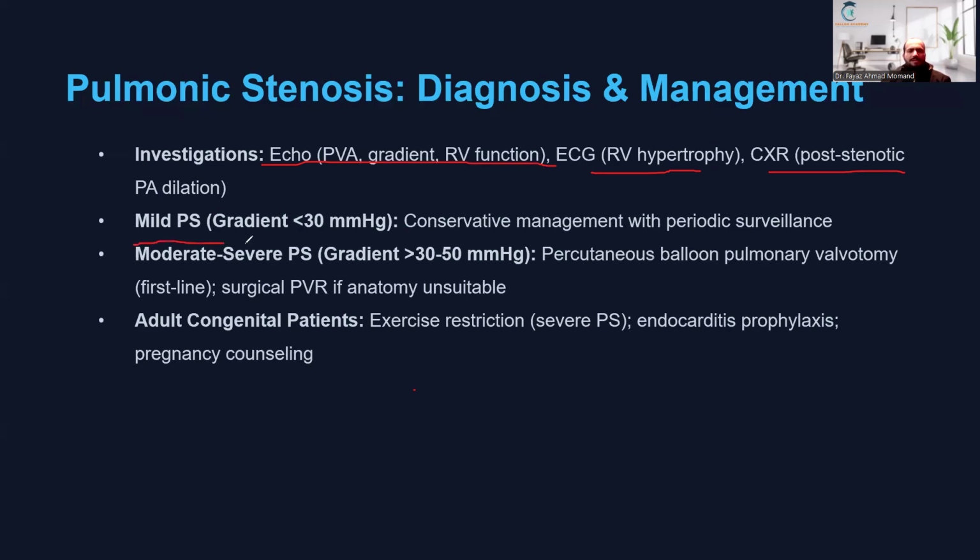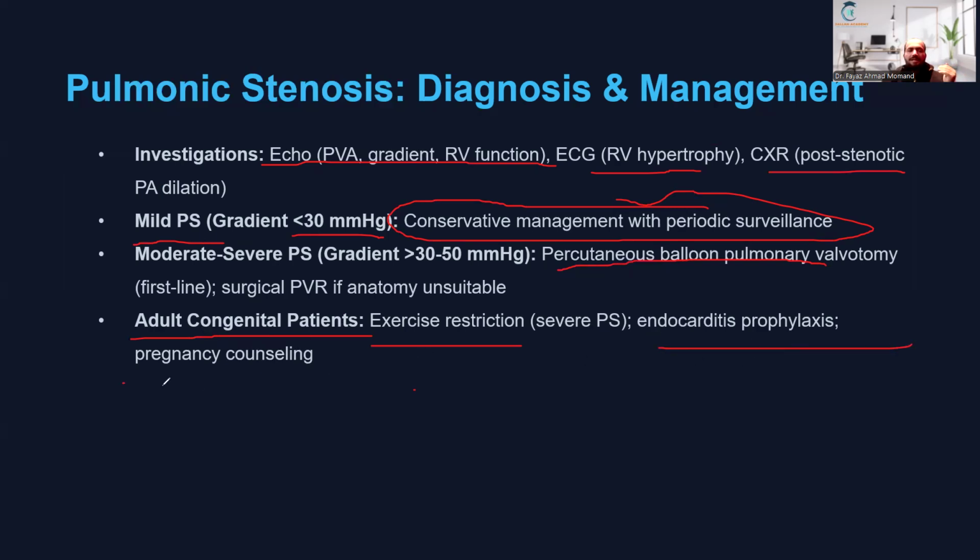Mild pulmonary stenosis, if the pressure gradient is less than 30, we deal with it conservatively. We don't do surgery. Moderate to severe, we can consider percutaneous valvotomy, or we can go to surgery if anatomy is not allowing us. Now, some patients who are adults and have congenital heart disease usually present with exercise intolerance or restriction. Sometimes endocarditis may occur, so we need to do endocarditis prophylaxis for these patients, and we need to counsel them on pregnancy to try and not get pregnant.